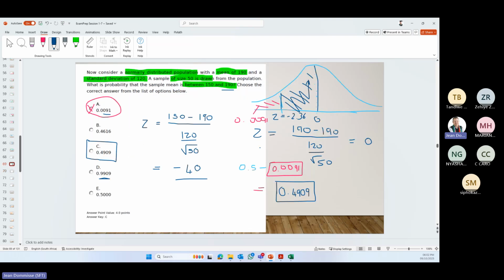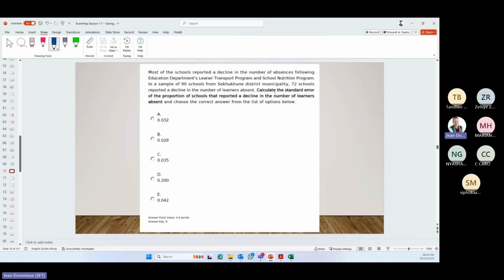Okay, so this one, we needed to work out a z. In this instance, we needed to work out two z's to get to what we needed. Let me just quickly write this out. So here, two z's, and you needed to get the middle piece of it. Let's see what else. I already see calculate standard error. Cool. Let's look at what they say.